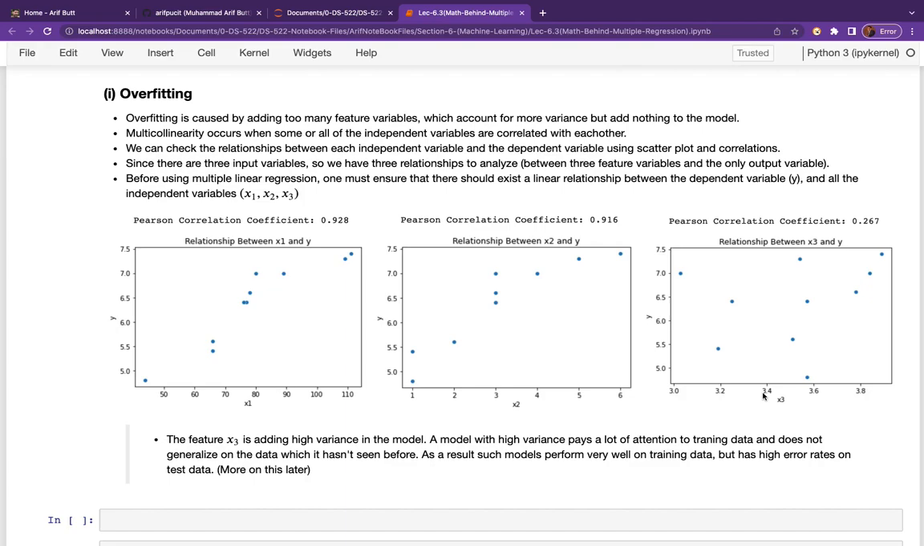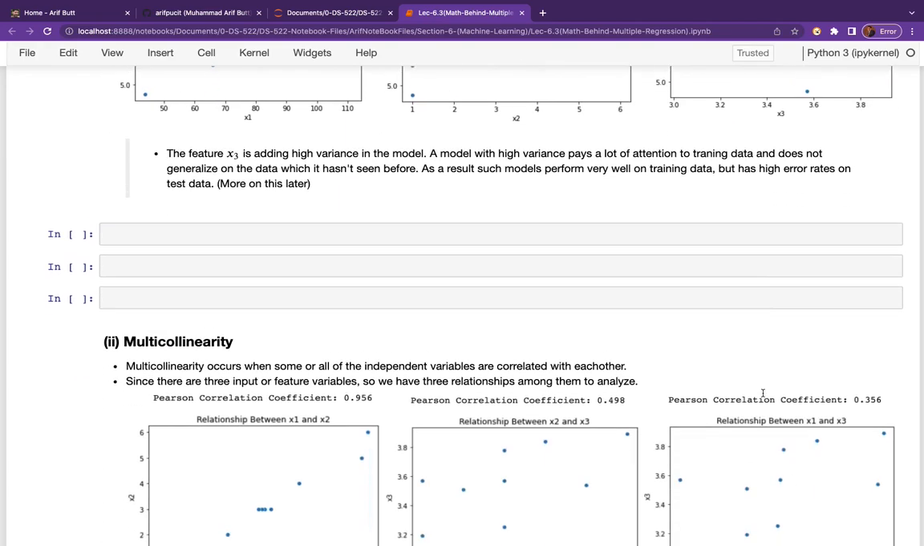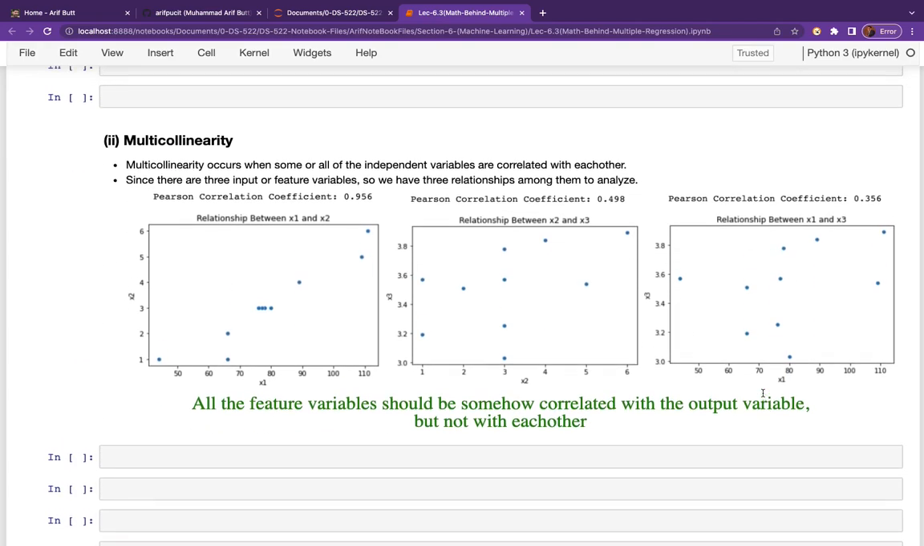So to summarize, my dear students, before you use a multiple linear regression model, you must ensure that there exists a linear relationship between the dependent variable and all the independent variables. I hope this makes sense. Another point we need to check before we use multiple linear regression is that there should be no linear relationship among the feature variables themselves. Once again, this can be checked by calculating the Pearson correlation coefficient and drawing the scatter plot.